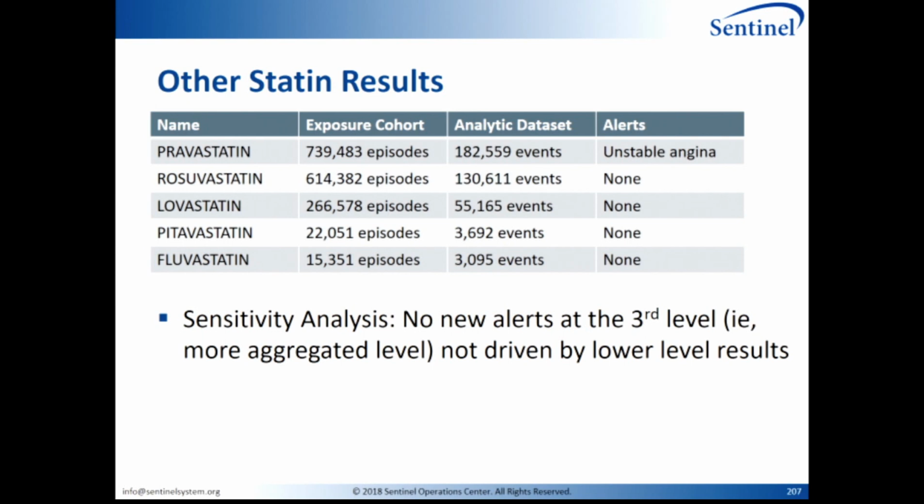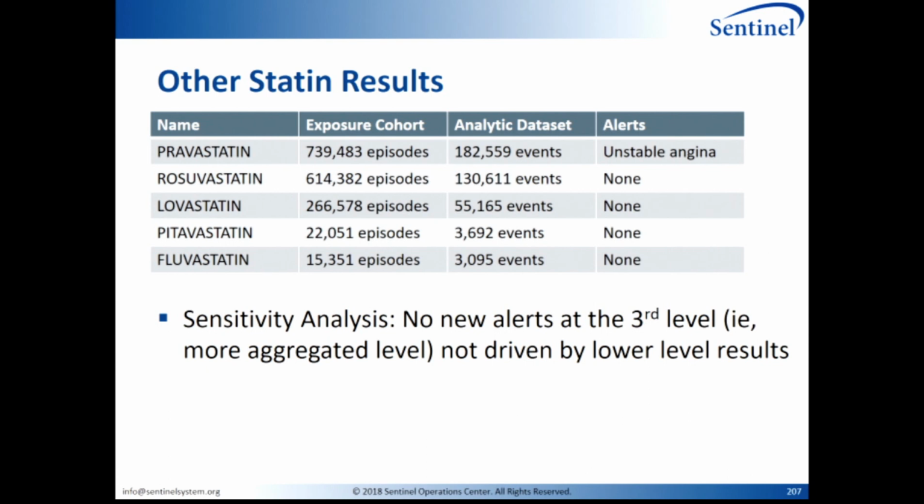The exposure cohort is the number of individuals that qualified to actually have any diagnoses in the 56 days following their initial incident dispensing. The analytic data set is the number of outcomes that actually met the criteria to allow them to be measured. And the alerts there shows the number of alerts that followed when you do the same result here.